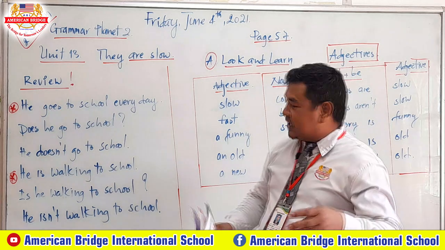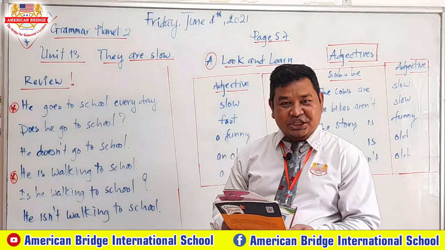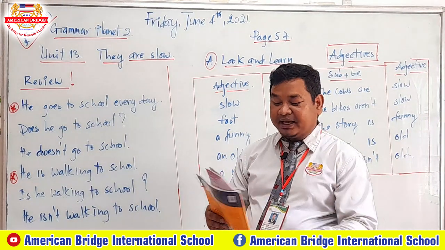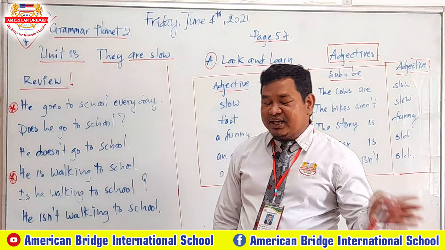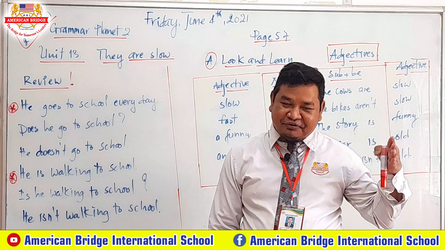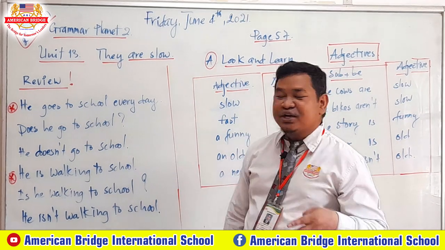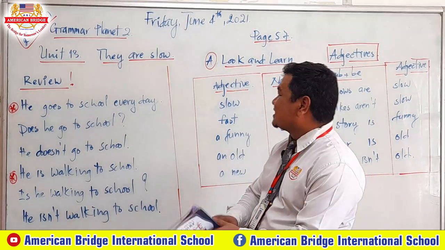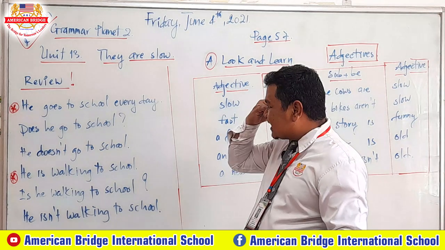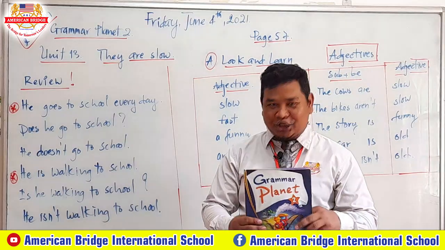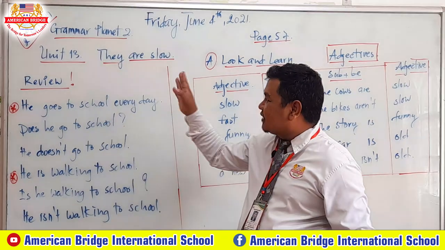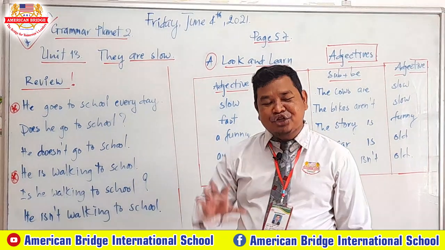Every Friday you are going to learn the second session, which is Grammar Planet 2. This is a different unit. You have learned up to unit 12 so far, but today you learn unit 13. In unit 13, the title is "They are slow." Can you see? "They are slow." If you say it like that, you know slow.